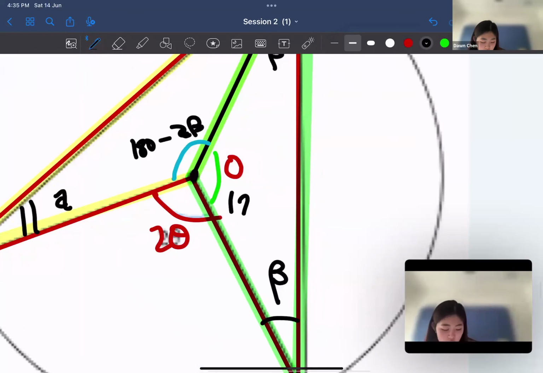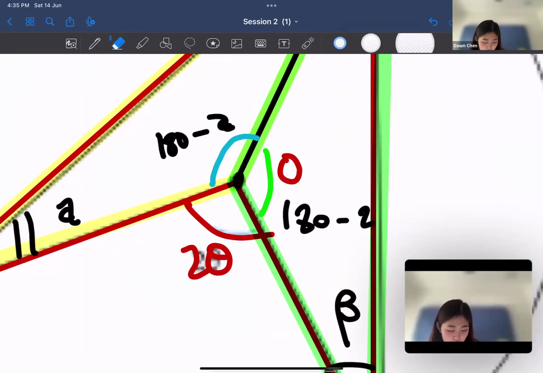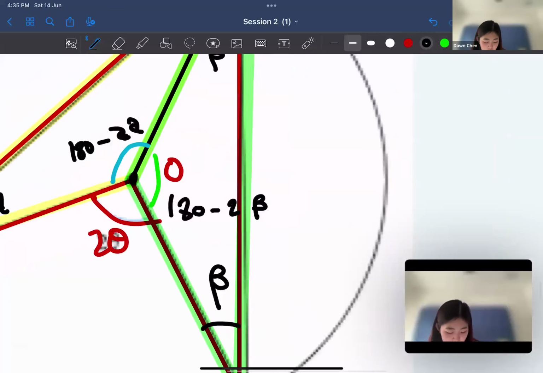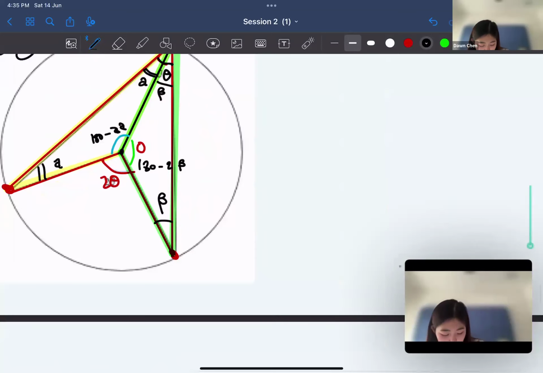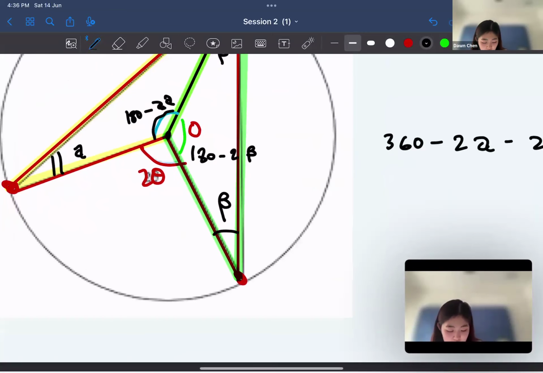Yeah, 100%. So 180 minus 2. Oh, I wrote beta here, but it's supposed to be alpha, sorry. Okay, 2 beta. So we know the sum of the blue angle and the green angle would be 360 minus 2 alpha and 2 beta, right? So the sum of this entire black angle over here, right?